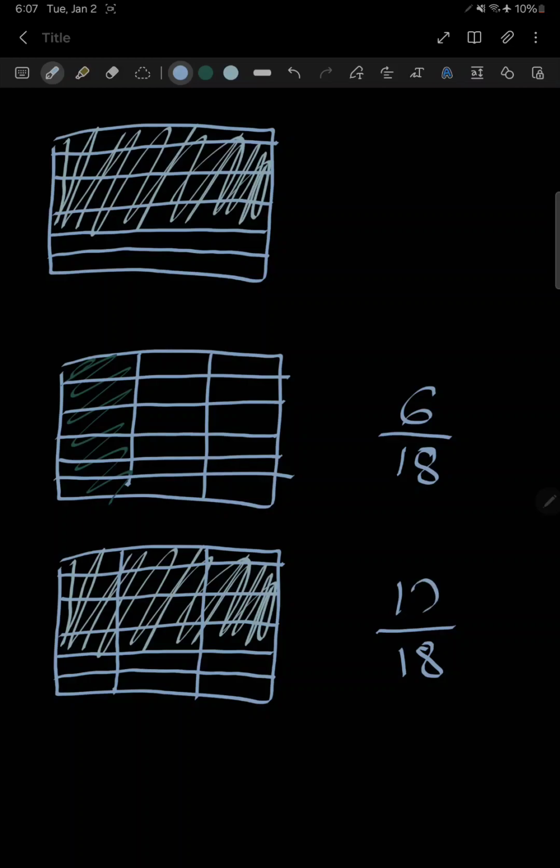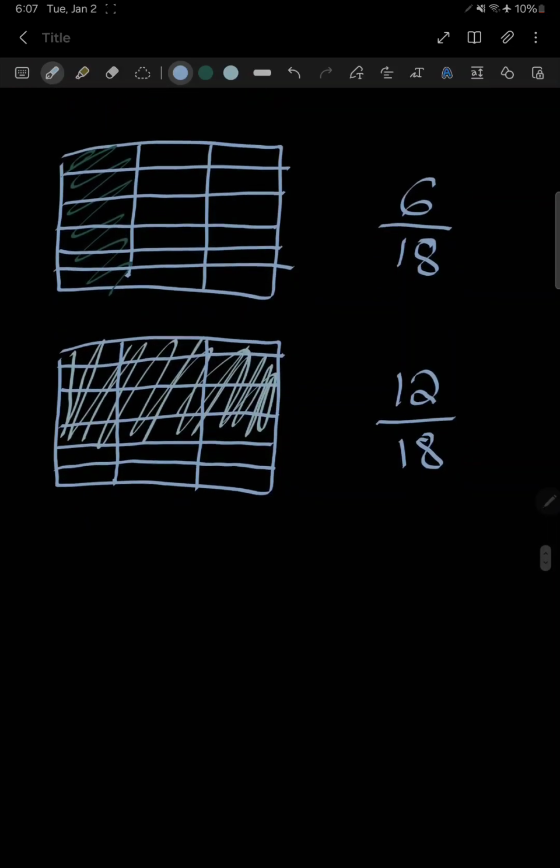12 are shaded. So now I have like fractions, which means the denominator is the same, which means that I can add them up. So on this one, I am going to have 12 plus 6. 12 plus 6 is 18. So I have 18 18ths. I could check that by counting. So there were 12, 13, 14, 15, 16, 17, 18.